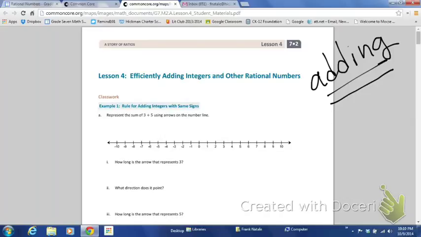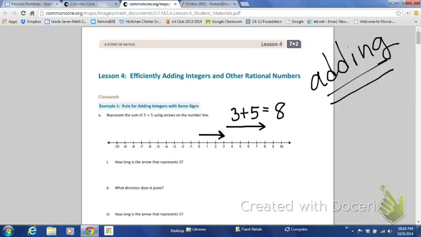Example 1 asks you to represent the sum of 3 plus 5 using arrows on the number line. The actual problem is 3 plus 5 equals 8. So 3 is an arrow, a vector, to the right, 3 units. Then if we add 5, we carry on from there with another arrow, another 5 units. That's what my arrows on the number line look like for 3 plus 5 equals 8.